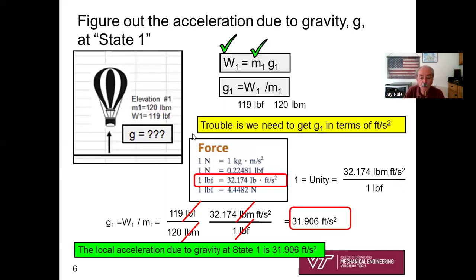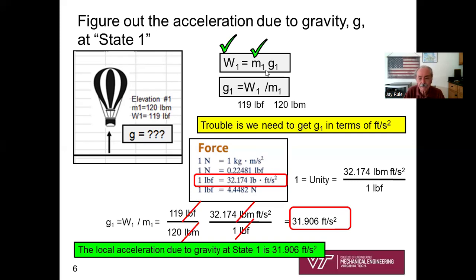All right, back to our homework problem. Let's first figure out the acceleration due to gravity at state 1, or in other words, elevation 1. Here's a little bit of a sketch that you would have shown up higher, of course, starting in your handwritten solution. You're going to write down the fundamental: W1 equals M1 times G1. So all that's associated with state 1.